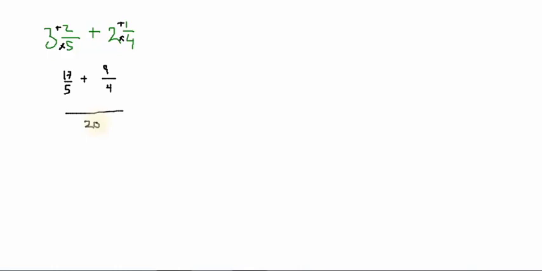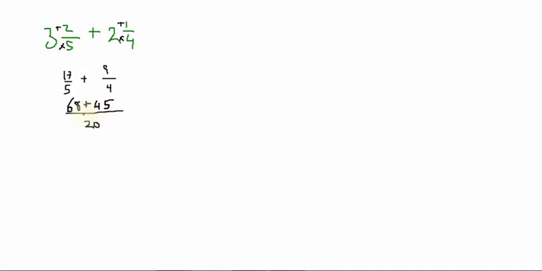Now when we have 20 as the LCM, what we'll do next is we say 20 divided by 5. When we divide 20 by 5, we have 4. 4 times 17 is going to give us 68. So we have 68 plus. Now the next is 20 divided by 4, we have 5. 5 times 9 here will give us 45. So now we have it to be 45.